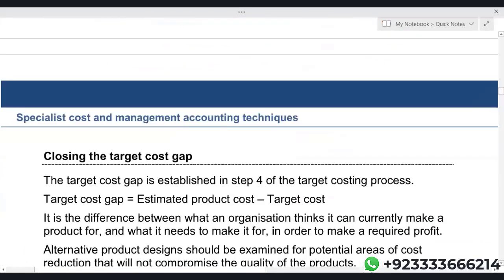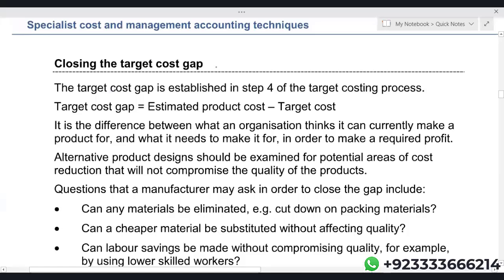Now, what are the strategies? How do we reduce the cost gap? How do we close the cost gap? Because the company knows that in order to earn the target profit, there's only one way. And the name of that one way is to manufacture, or if you're a service company, to provide services at target cost. So if you can manufacture the product at target cost, only then will you be able to achieve the target profit.